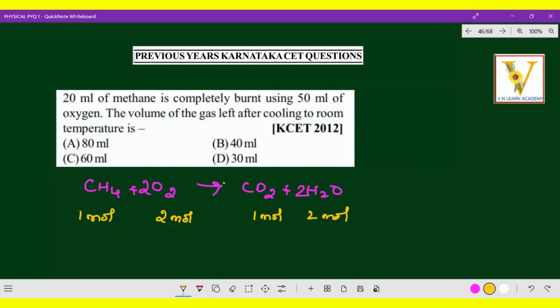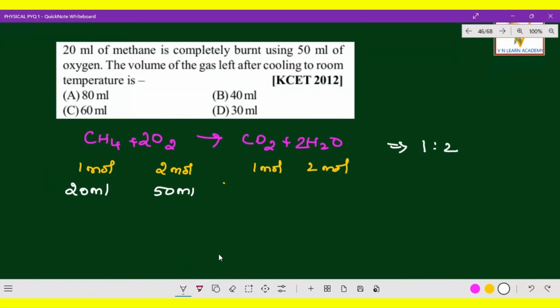Now they have given the data: 20 ml of methane combined with 50 ml of oxygen. Here, by Avogadro's law, moles are proportional to volume. The methane to oxygen ratio is 1:2. So the amount of oxygen required to react with 20 ml of methane is 2 into 20, that is 40 ml only.